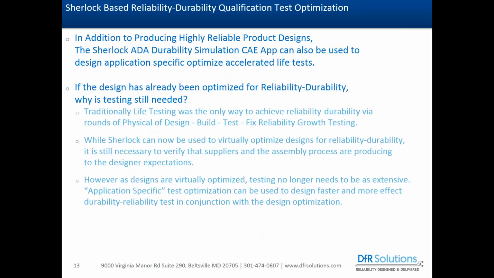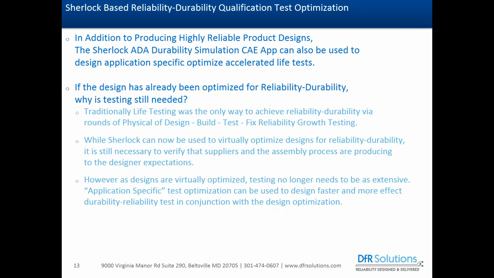Same thing if your circuit board assembly process has been optimized or not yet, or if it still has problems. So you'll still want to do some degree of testing after a virtual product optimization to make sure that your supply chain and processes are producing to the designer's expectations. However, as we now have a virtually optimized design, the testing no longer needs to be as extensive as it used to be.